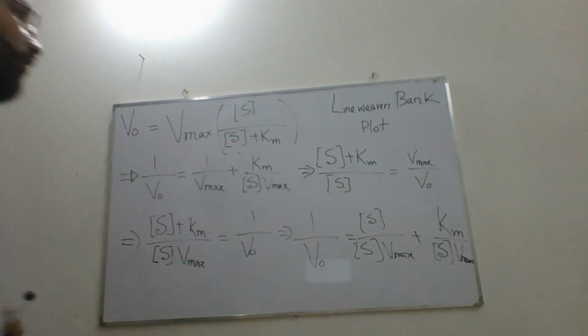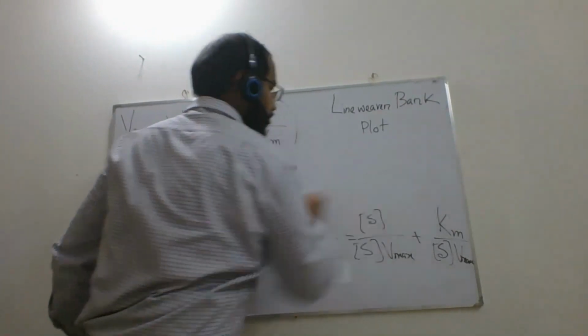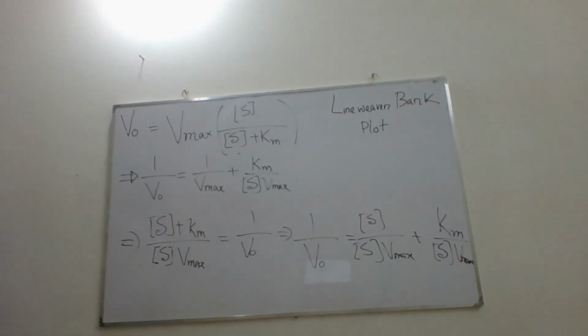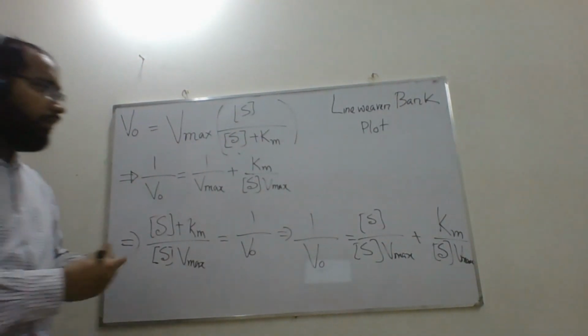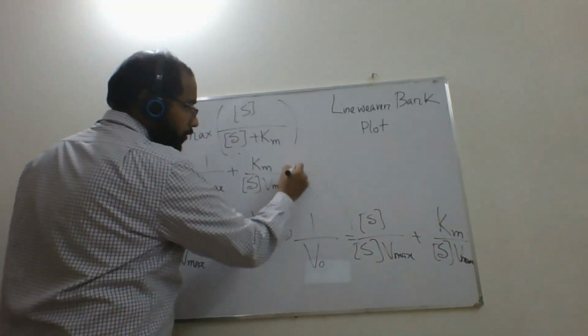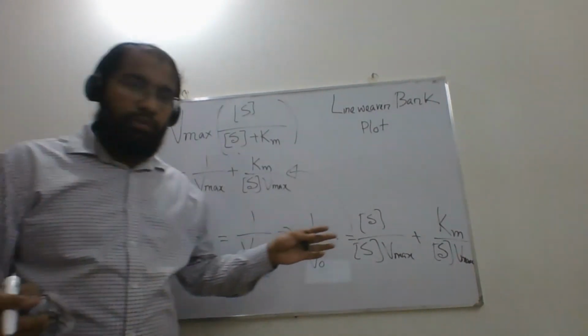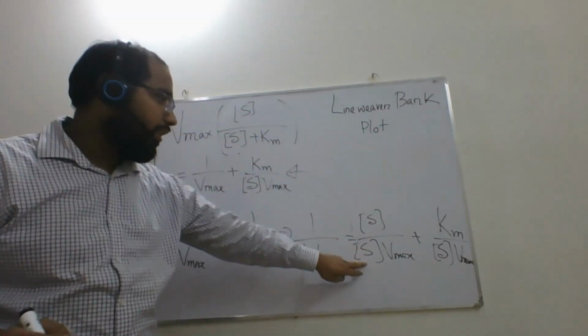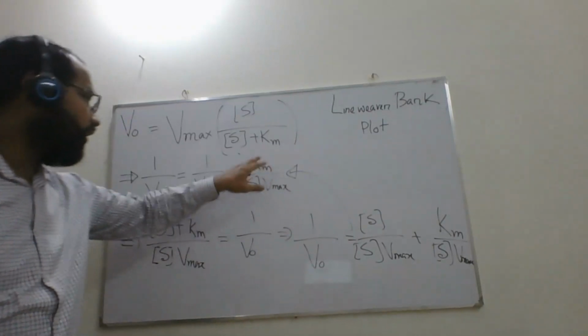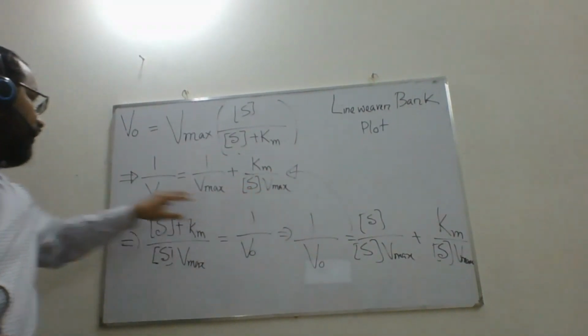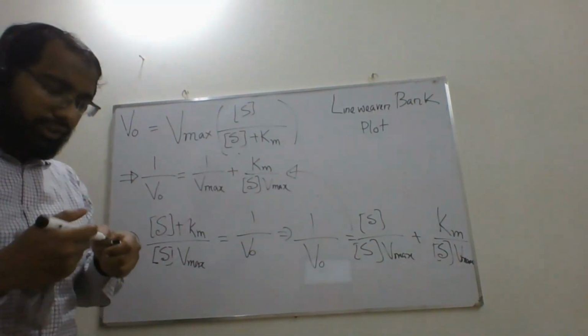Okay, I think there is no problem, you can understand: s and s gone, then km by vmax, s vmax, 1 by v0, everything is the same.